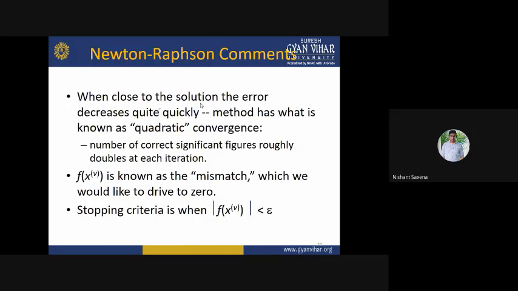Now we know that this f(x_v) is known as the mismatch, which we would like to drive to zero. This mismatch has to be reduced to zero. So what is the stopping criterion? When the absolute value of this function is less than the tolerance limit. This is your tolerance limit.